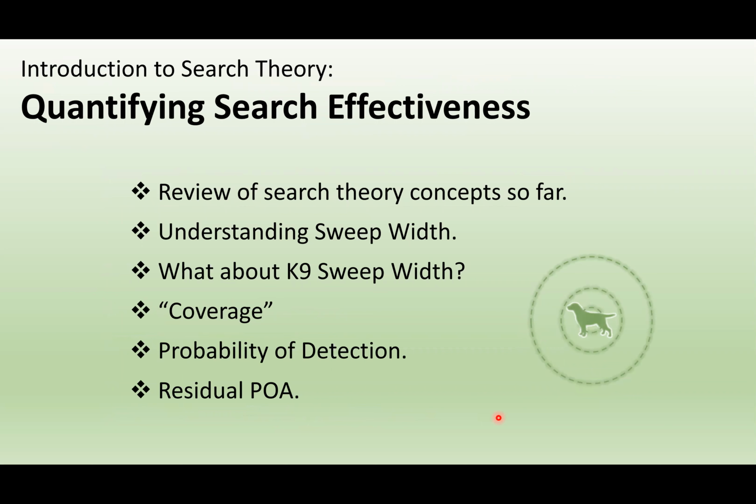All right, so back to the nuts and bolts. I will start with a quick review of the basic concepts covered in Module 1. That was probability density and probability of area. We're then going to revisit the concept of sweep width and look at that a little bit more closely because we'll see that the concept of sweep width is actually fundamental for quantifying search effectiveness. It's really another one of those foundational concepts in search theory. Then after that, we're going to see how sweep width is used to calculate what's called coverage. And then we'll see how coverage can be converted into probability of detection. And then lastly, we'll see how probability of detection is used to quantify how much probability has been searched out of an area.